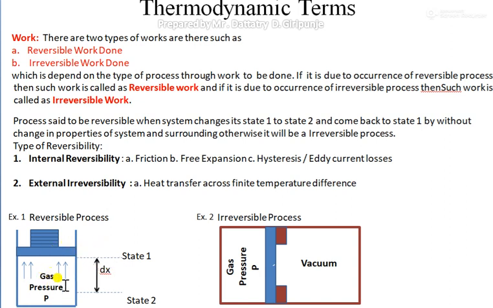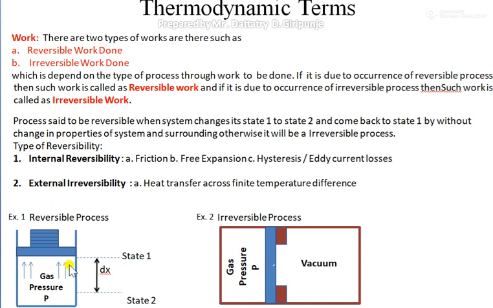And externally reversible, if the system and surrounding do not have a finite temperature difference. For example, a system present at 10 degrees Celsius and surrounding present at 50 degrees Celsius, so there is a finite temperature difference between them, so heat transfer takes place across the boundary. If the boundary is insulated, then even if there is a temperature difference, there is no chance of heat exchange. So we can say the system is externally reversible also.